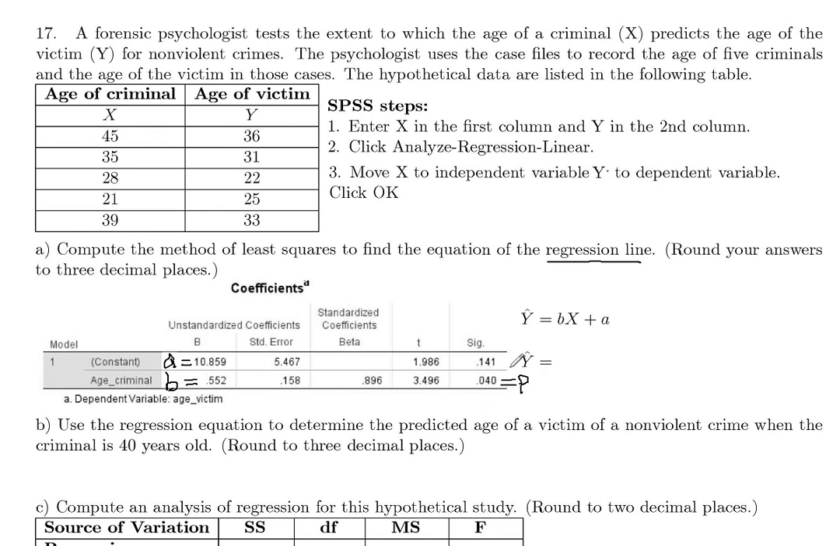So let's go ahead and write out this y-hat equation. So our b is 0.552. So the y-hat value is 0.552 times the x plus 10.859.